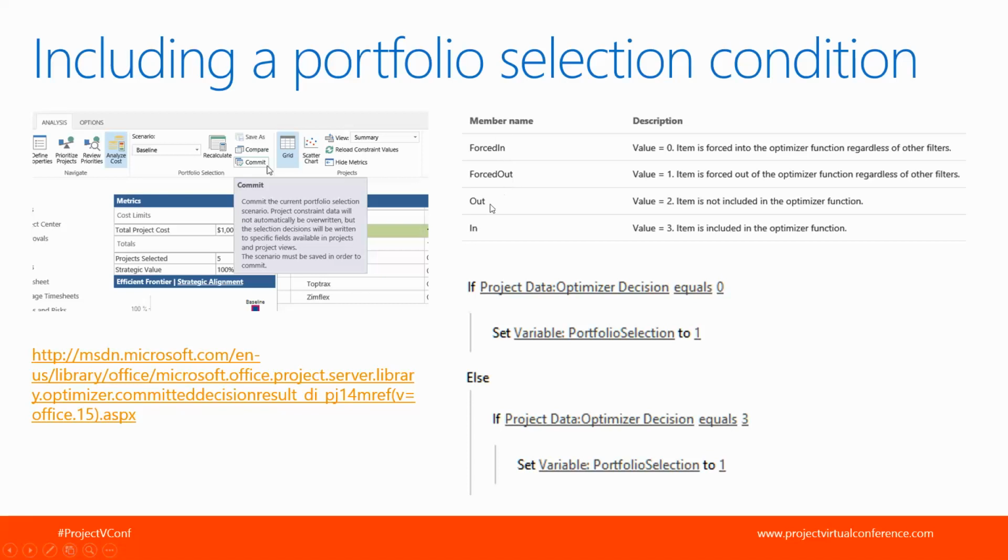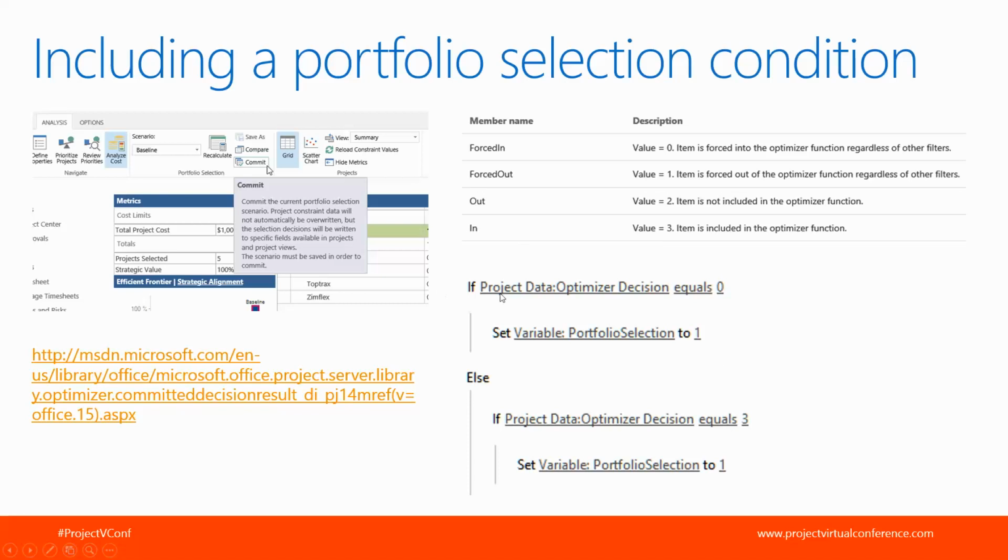Is it forced out? Is it selected by default, or not selected by default? Those give you three values here. Typically, if you're going to approve or advance a project based on portfolio selection, you're going to want to advance it if it's been forced in, or if it's selected by default. That would be case 0 and case 3 here.